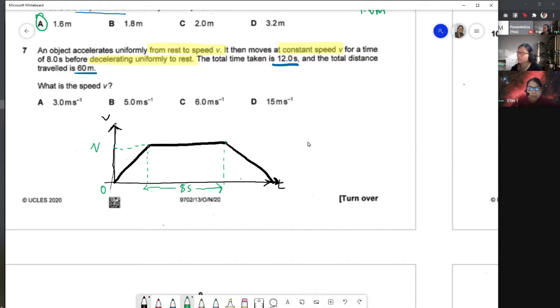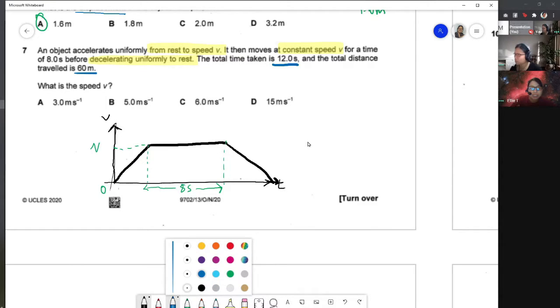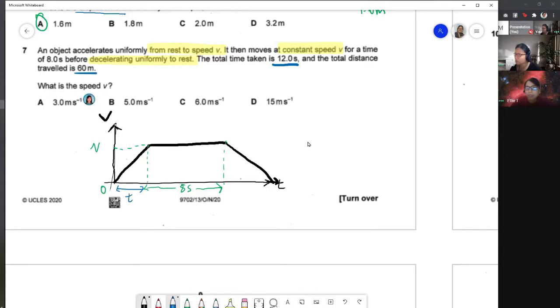Miss, can I assume this time is the same time? Cannot. We don't know if they are the same acceleration or not. Just pick a name. Okay, I will call this T1. I will call this T2. At the end of the day, it's 12 seconds. So the first equation: 12 is equal to 8 plus T1 plus T2. Two unknowns, cannot solve, but at least I know T1 plus T2, although they are not the same, is 4 seconds.